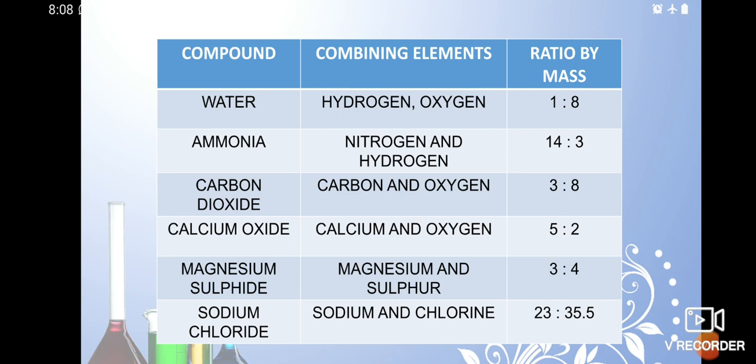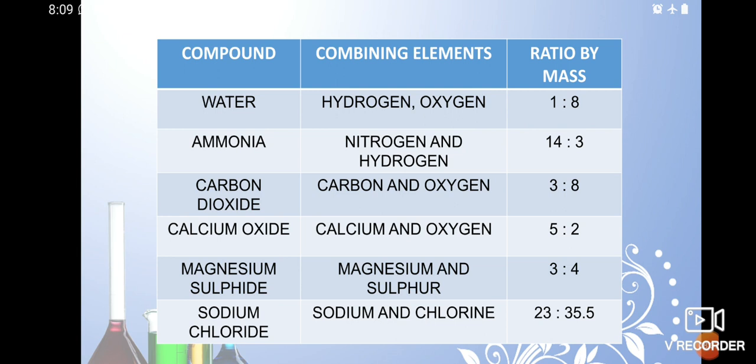Okay students, let us watch a table which shows how the elements are combined to form a compound with different proportions. See here, water. Water is the combination of hydrogen and oxygen, that is 1:8. Then ammonia, nitrogen and hydrogen, I will show you the image itself, that is 14:3. Carbon dioxide, carbon and oxygen, 3:8. Calcium oxide, calcium and oxygen, 5:2. Then magnesium sulfide, that is magnesium and sulfur, 3:4.